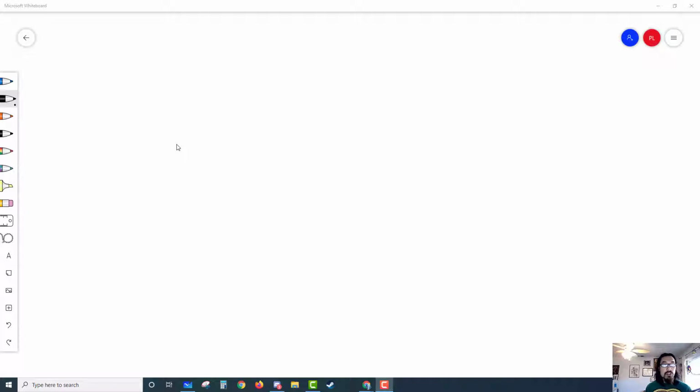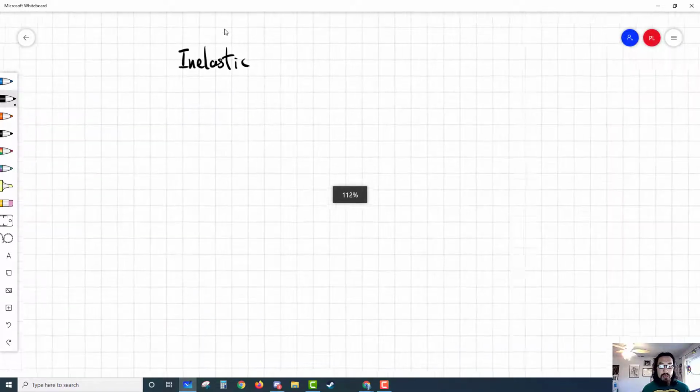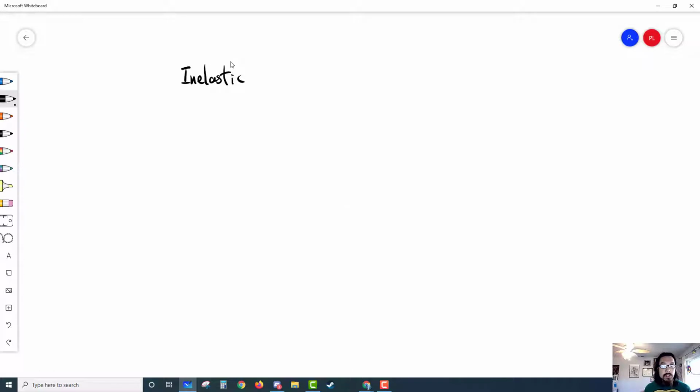So the first type of collision that we're going to go over is called the inelastic collision. Now, if we're going to do a quick little English lesson here, the prefix in means not. So what this translates to is not elastic or non-elastic. And that's just a really fancy way of saying that the objects are sticky or sticking together.